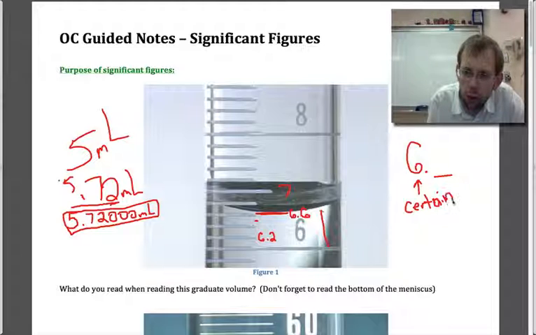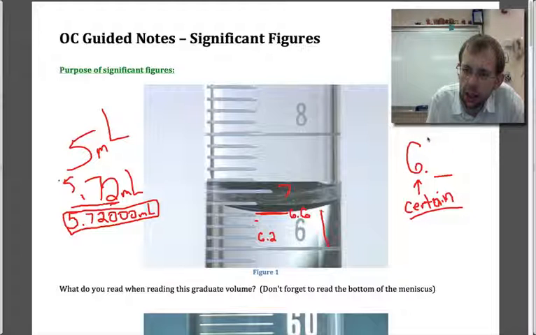Okay. Certain. We know this number. Okay. Without a doubt, we know that number is 6. Okay. So that's our certain. We have definite definitions. Markings for every individual unit of this area right here.